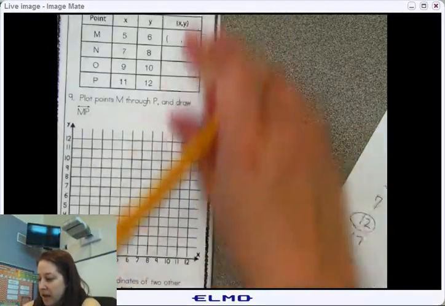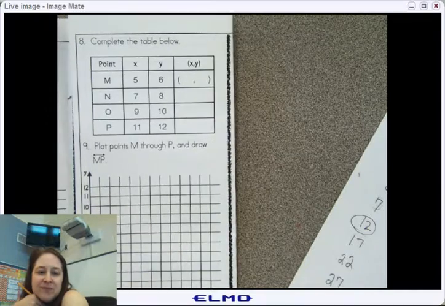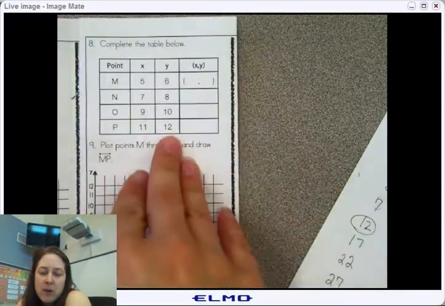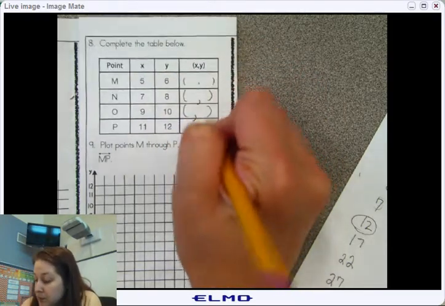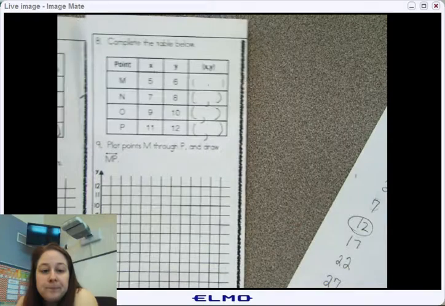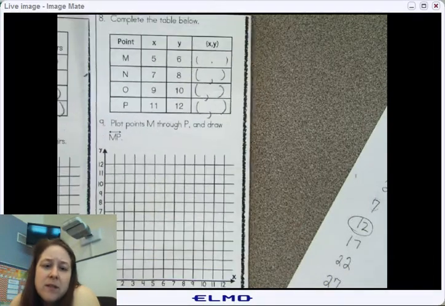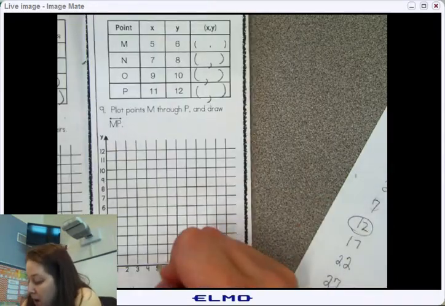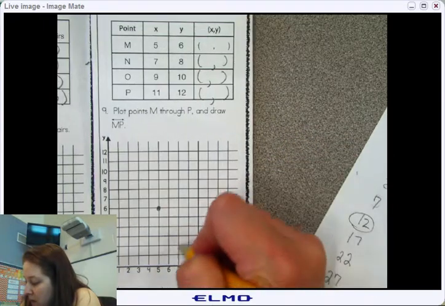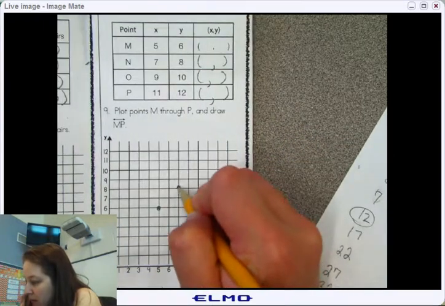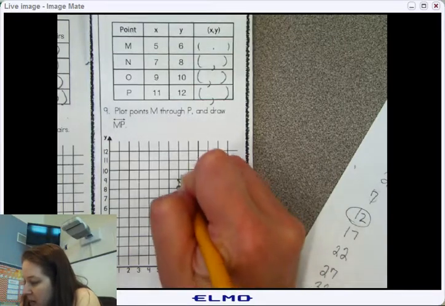Okay, looking at question number 8, complete the table below. Okay, so put your X and Y coordinate points in here. Make sure you have your parentheses and your comma. Okay, plot points M through P and draw MP. So this one wants us to draw MP through P. So 5, 6, 7, 8, 7, 8. Oh, let me get N. I got to label this. This is M. This is N.